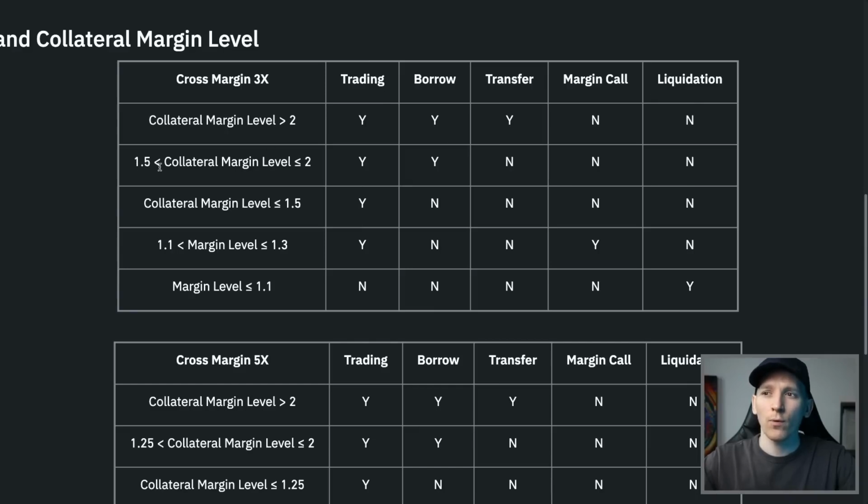If you have 1.5 or under 1.5 collateral margin ratio, you actually can't transfer any assets out. If that goes below 1.5, you can see that you can't borrow anymore. And 1.1 is 10%, right? So your equity above your collateral is only 10%, so you're very close to getting liquidated. Then of course you can trade, but you can't borrow anymore and you get a margin call. This margin call is essentially, well, it used to be a call, but now it's a message to say, do you realize you're about to get liquidated? And if the margin level is under that, then you get liquidated.